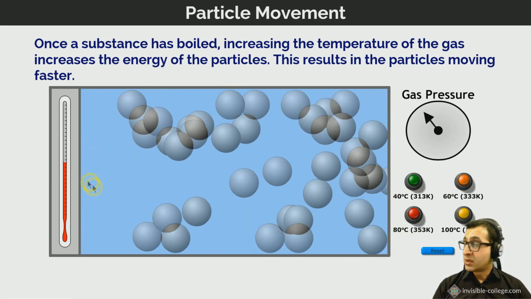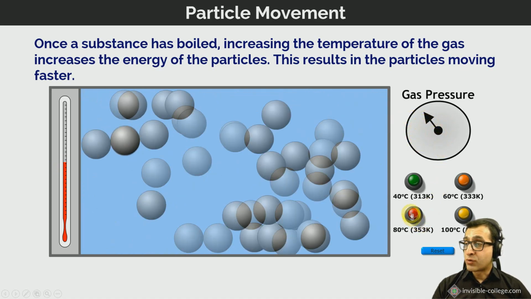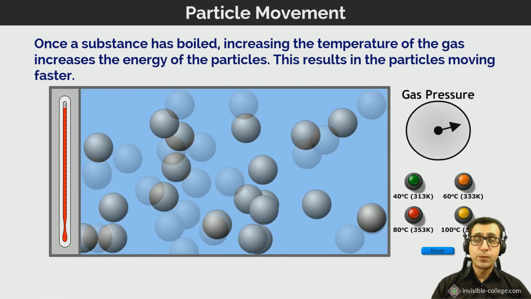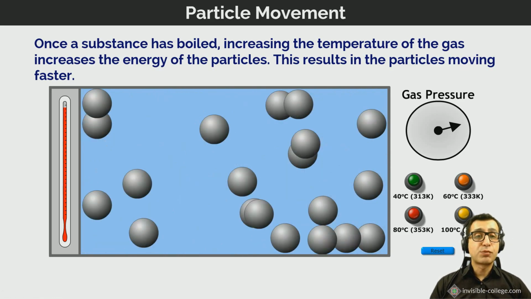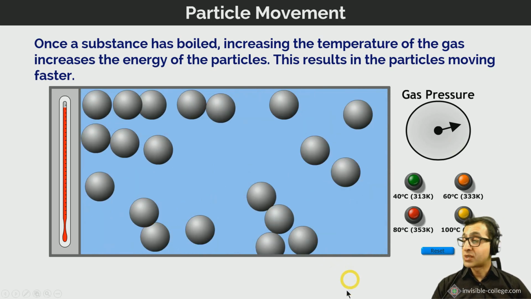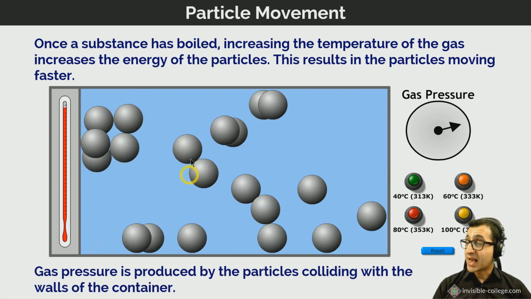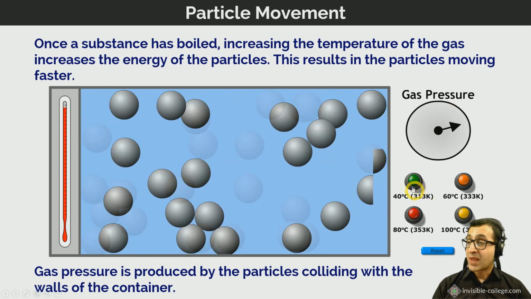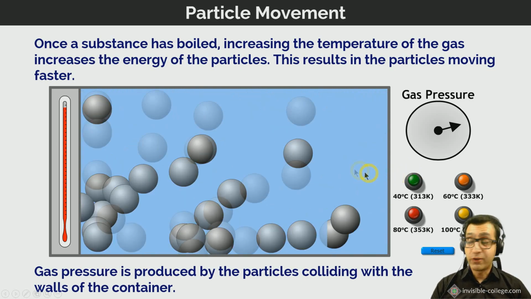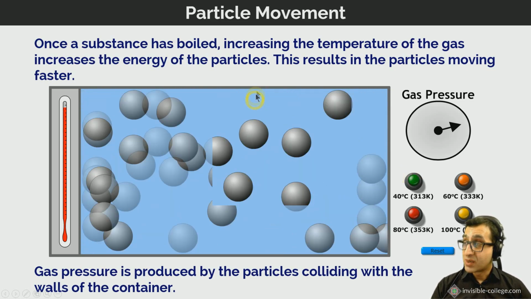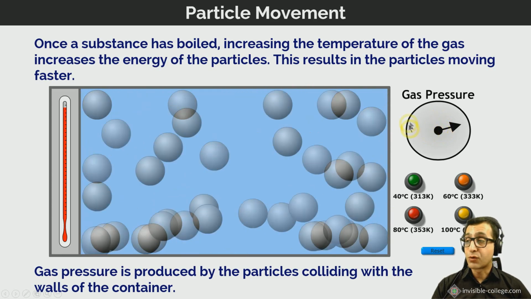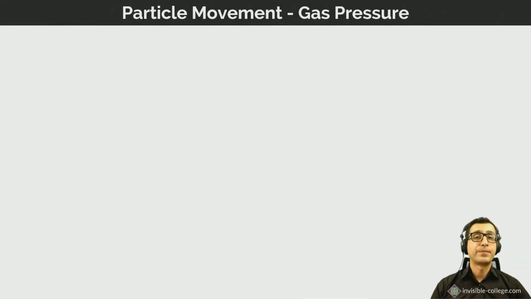At a higher temperature, the gas pressure increases. At still higher temperatures, the gas pressure continues to increase. So the gas pressure is produced by the collisions between the gas molecules and the walls of their container. As the temperature rises, the average kinetic energies of the particles rise, therefore they're moving more quickly. Therefore, the force with which they collide with the walls of the container and the frequency of those collisions increases, so the gas pressure increases.